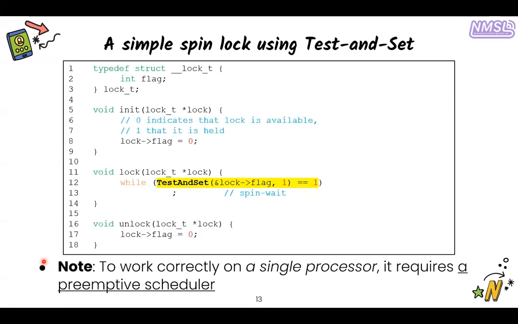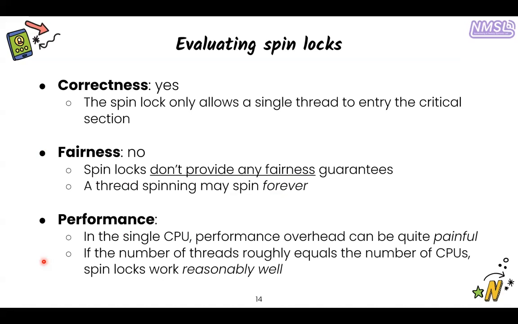So let's look into test and set and all the others, what we call spin locks, right? Basically, you wait until your lock is available. Until then, you're just doing nothing. Basically, waiting. The next cycle, you check again. So in terms of correctness, yes, it works because it only allows a single thread to enter the critical section.